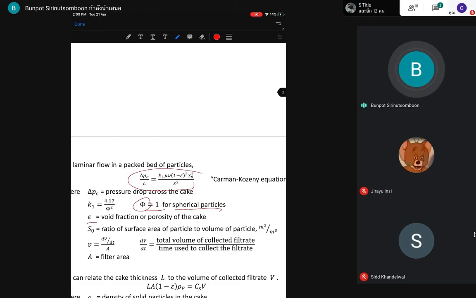Okay, and epsilon is the void fraction. The higher the void space, the higher the porosity in your cake, the higher the epsilon value.